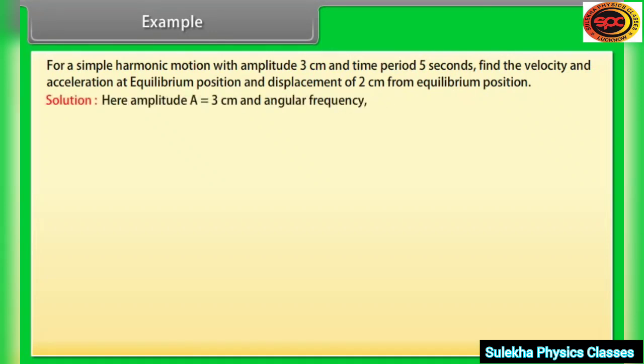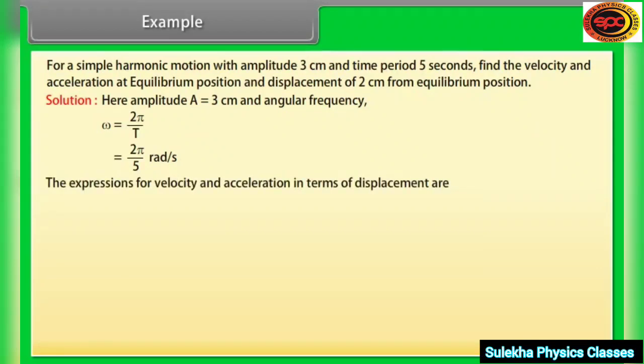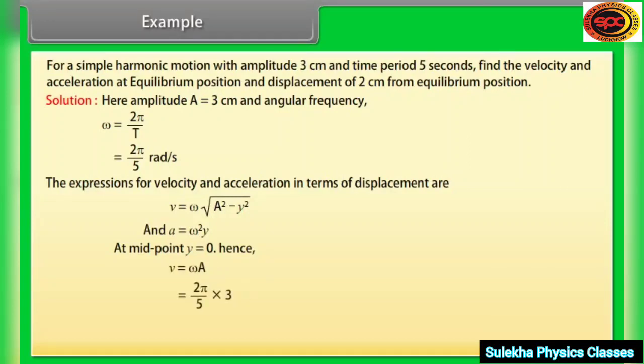Here, amplitude A is equal to 3 cm and angular frequency omega is equal to 2 pi upon T, which is equal to 2 pi upon 5 radian per second. The expressions for velocity and acceleration in terms of displacement are v is equal to omega under root of A square minus y square and a is equal to minus omega square y. At midpoint y is equal to 0. Hence, v is equal to omega A is equal to 3.77 cm per second and a is equal to 0.